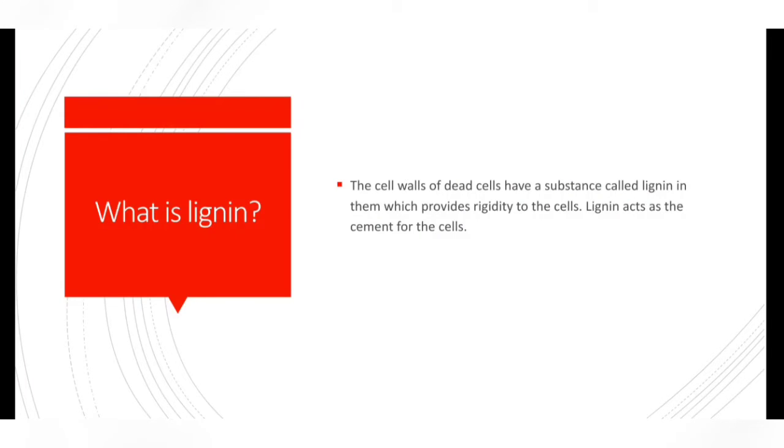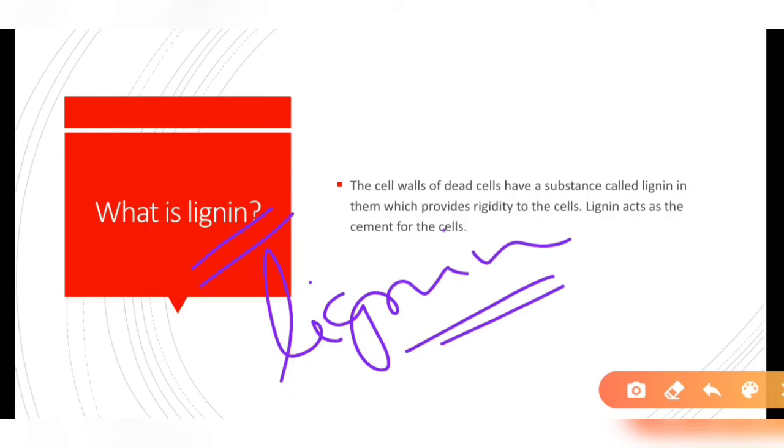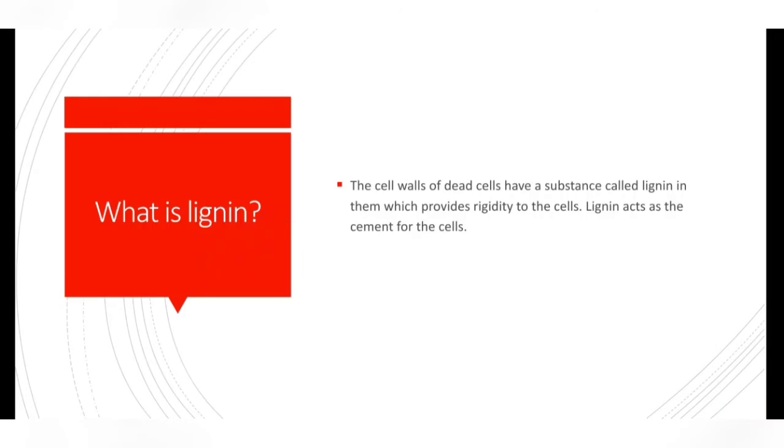So let's learn about some more related terms. First is lignin. I have already told you these are present in the thickenings. Lignin is present as thickenings in the dead cells, like a cementing material which provides rigidity to the cells, like Fevicol, and it acts between the dead cells so that they can join and stay together, and provide rigidity.